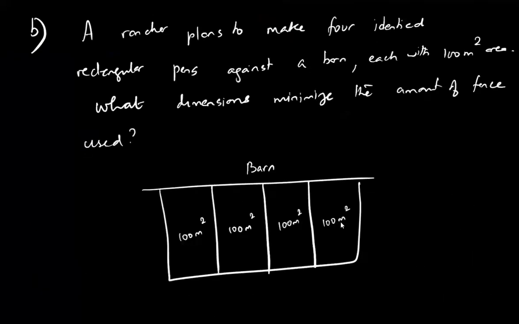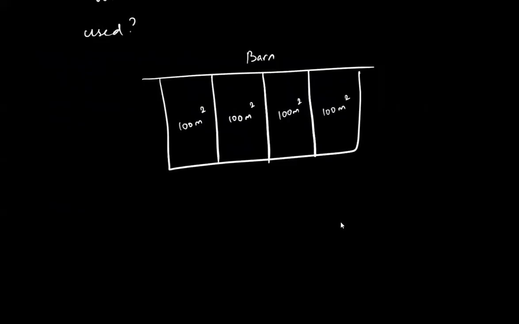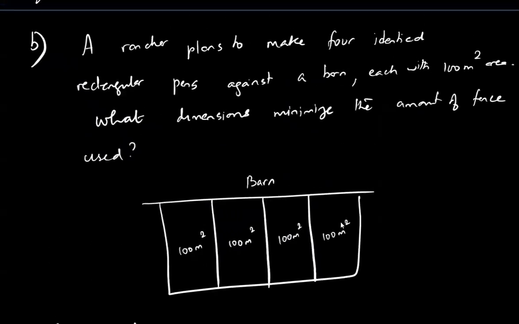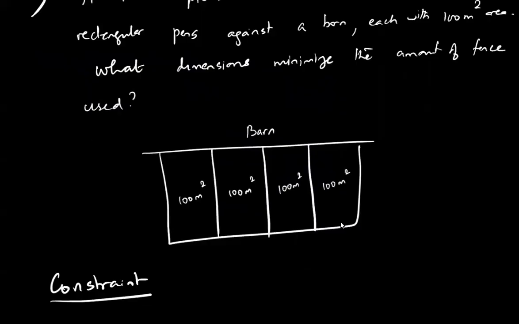This rancher now plans to make 4 identical rectangular pens against a barn, each with 100 meters squared of area. What dimensions will minimize the amount of fence used? So now here, what is the constraint that they have given to us?